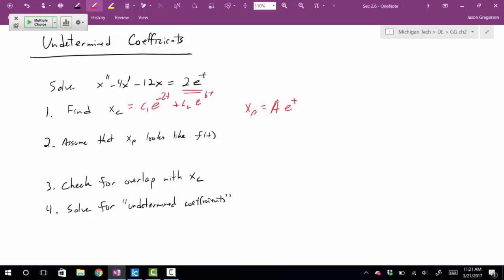Right, basically, that linear independence idea. Like, not multiples of each other. This is really a different guy. Absolutely. Good question. All right, so I have my guess here.